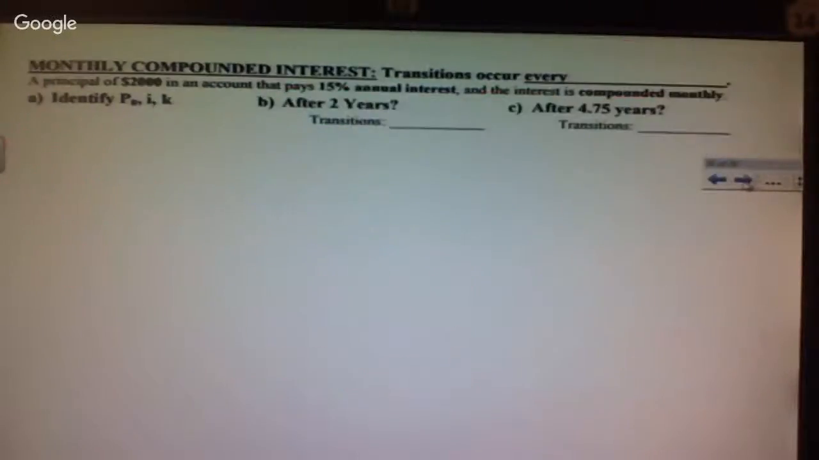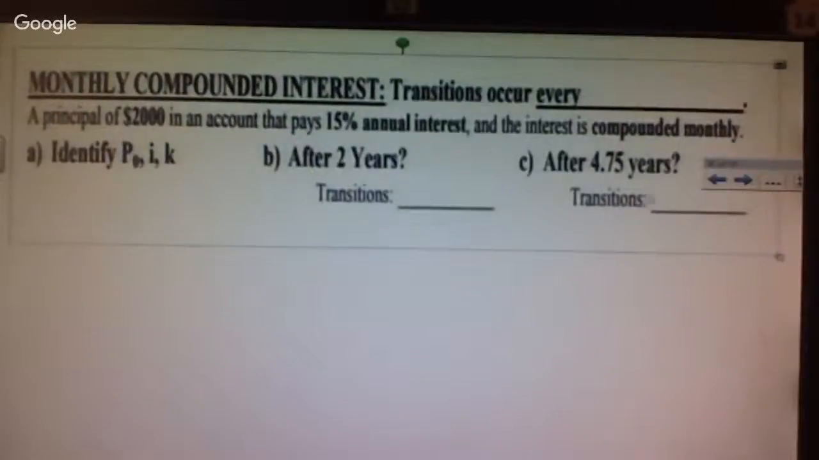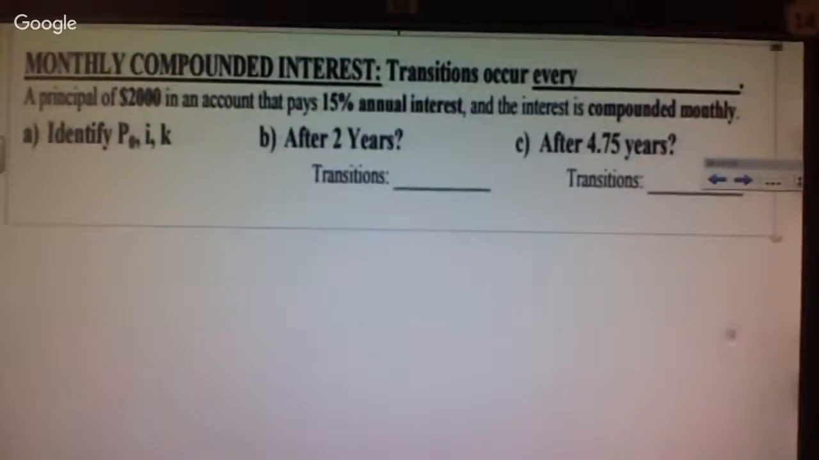Awesome. Okay. So now we're going to monthly compound interest. Transitions occur every month.